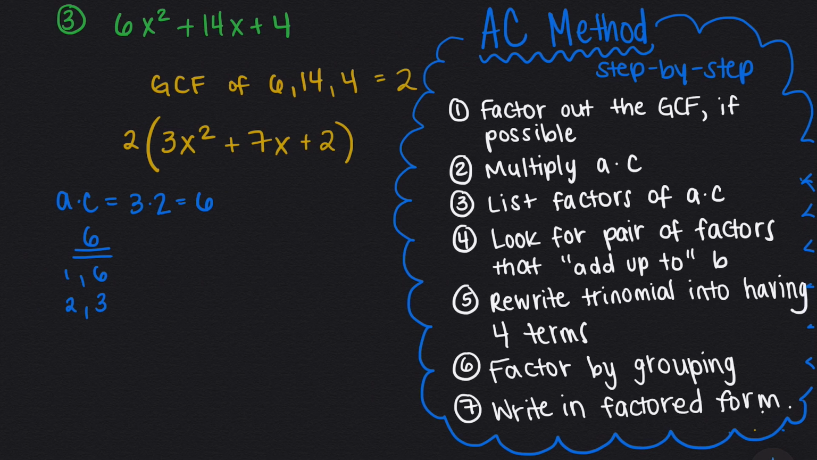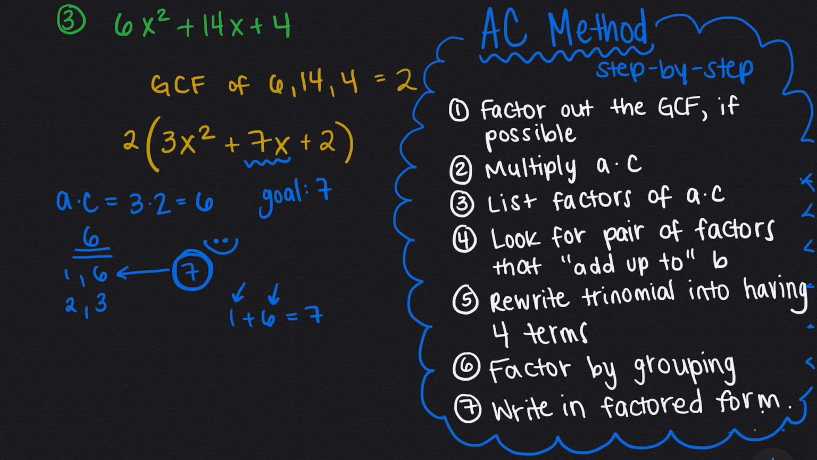Now, fourth step says look for a pair of factors that add up to b. So our goal here is the middle term, which is 7, and we check through our pairs of factors to see if we can add them or subtract them to get 7. Our first pair is 1 and 6, and if we add them, we get 7, and that's exactly what we want. Now, the fifth step says rewrite the trinomial into having 4 terms. Here's where things get a little bit different. And before we do that step, let's figure out what the signs of 1 and 6 should be so that we get 7. This one's pretty easy because if you have a positive 1 and a positive 6, that gives you 7. So these are the factors that we're working with right now, positive 1 and positive 6.